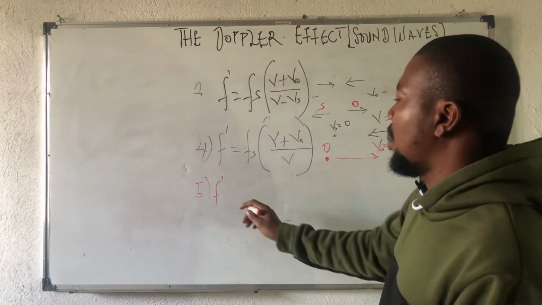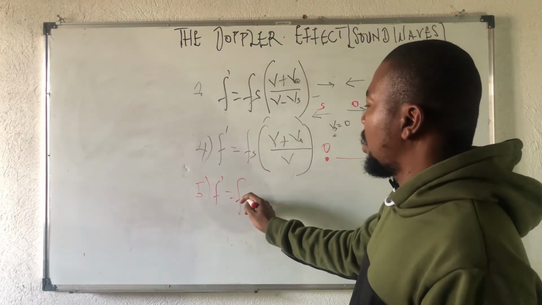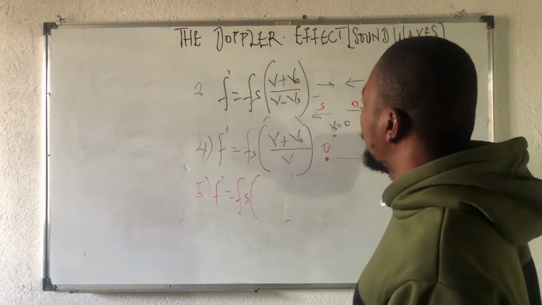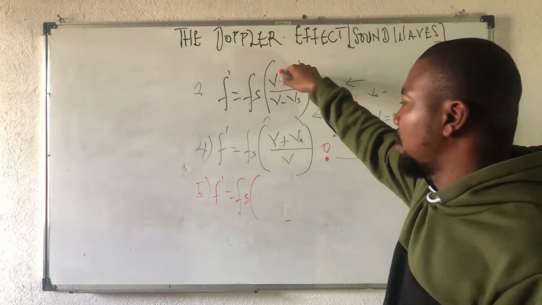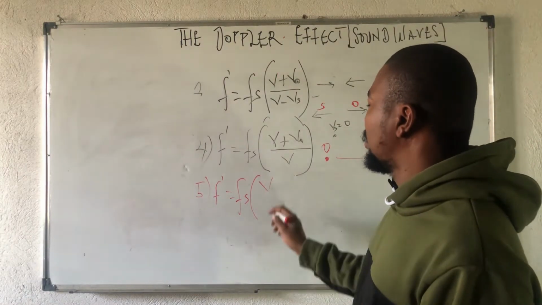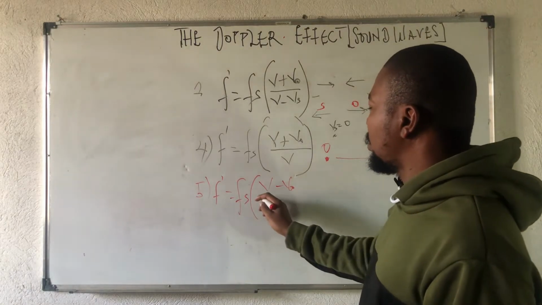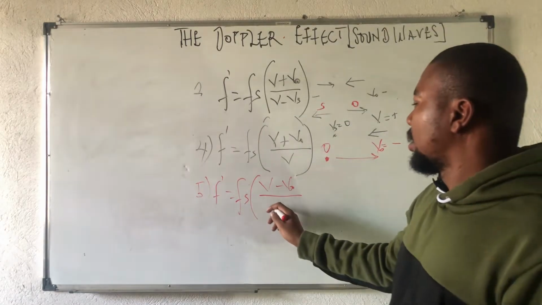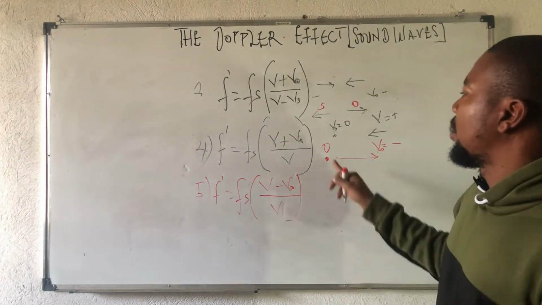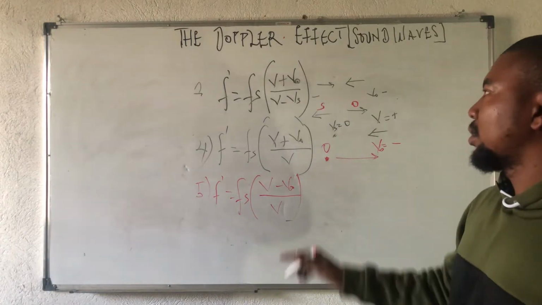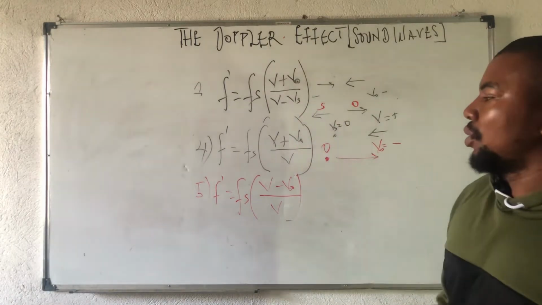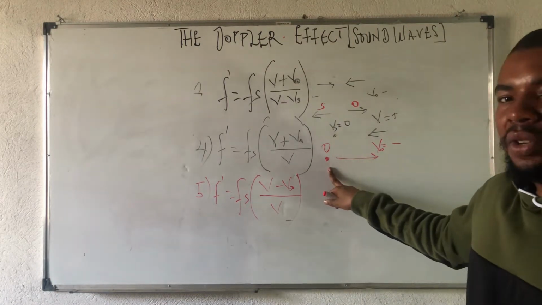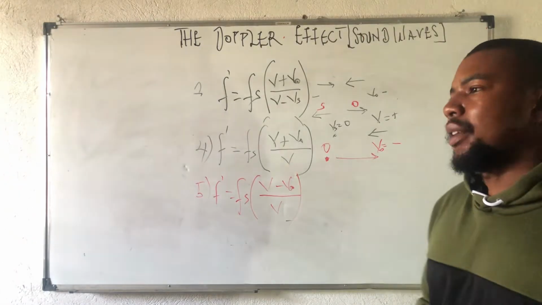Hence, this formula will now become, this is equal to Fs multiplied by, so this negative multiplied by the positive value in the standard formula will give us V minus V sub O, and the denominator will be only V because the velocity of source is zero when it is stationary. Hence, this becomes the formula when the source is stationary and the observer moves away from it.